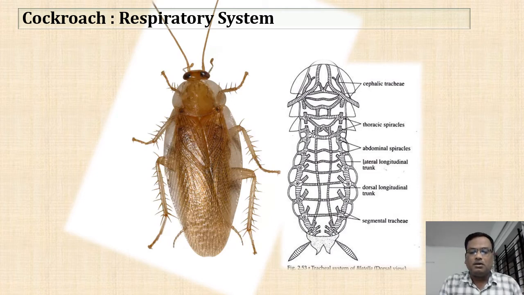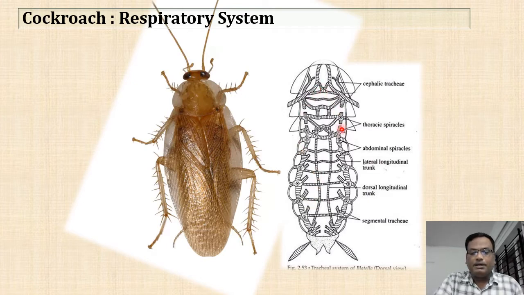But in cockroach, the respiratory system is made up of a system of tubes. We are going to call them as tracheae. This system of tubes is filled with air. Now that is a very important thing.